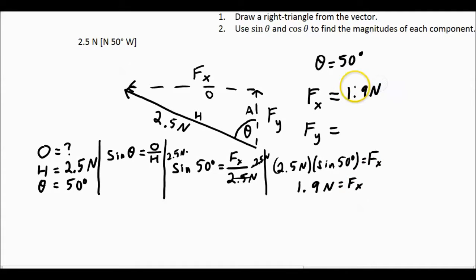1.9 newtons. And for the adjacent side, which is going to be our Fy, we have hypotenuse, the angle theta, and we want to find the adjacent. So we will use cosine.